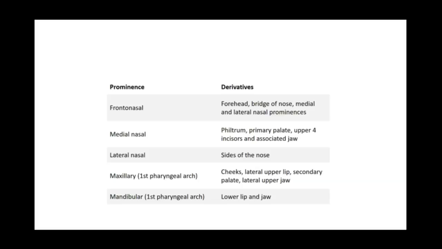So these are basically the derivatives. You have formed the forehead, you form the boundaries of the nose, you have formed the cheek, you have formed some contribution to the palate, you have formed the upper lip, you have formed the lower lip, and the mandible plus the maxilla.